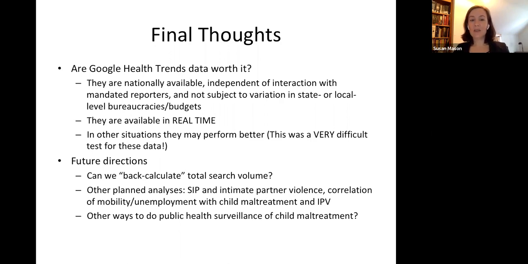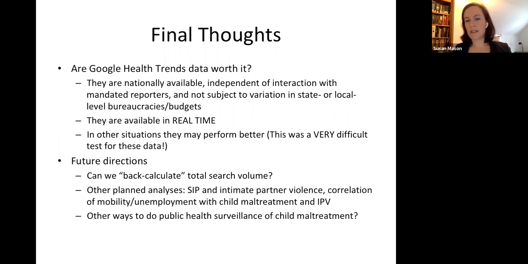I mean, these data are publicly available. They're national. They're independent of interaction with mandated reporters. They're not subject to variation in state or local level bureaucracies or budgets. They're available in real time. For questions about things like violence, where we worry so much about ascertainment, I think they may really offer some value. And I think in other situations, they really may perform better.